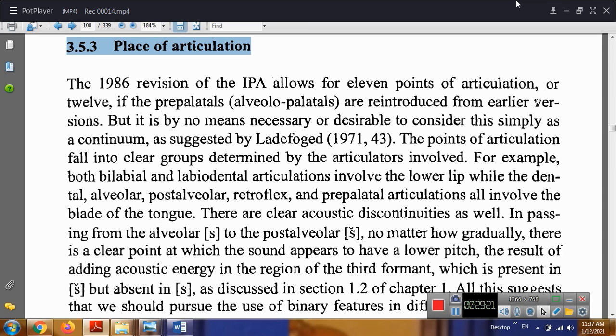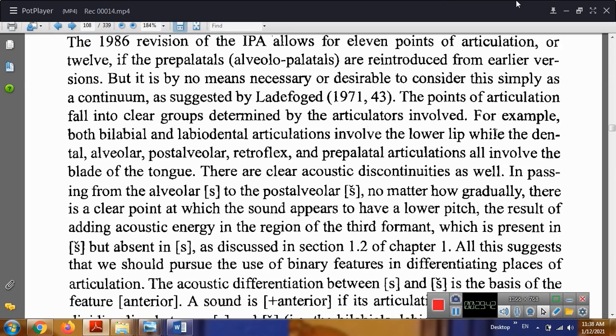The 1986 revision of the IPA allows for 11 points of articulation, or 12 if the pre-palatal and alveolar-palatal are reintroduced from the earlier version. But it is by no means necessary or desirable to consider this simply as a continuum, as suggested by Ladefoged. The points of articulation fall into clear groups determined by the articulator involved.